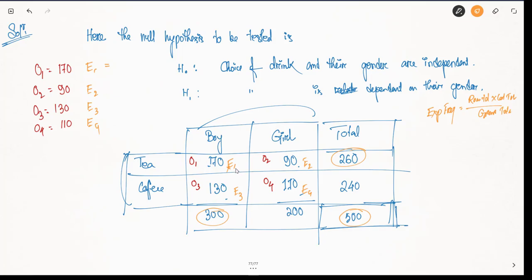So if you are going to calculate E1, that is in this box, right? Now E1 lies in your first column and first row. So the total of the first column is 300, the total of the first row is 260 and the grand total is 500. So for E1 the calculated value will be 260 into 300 divided by 500, right?